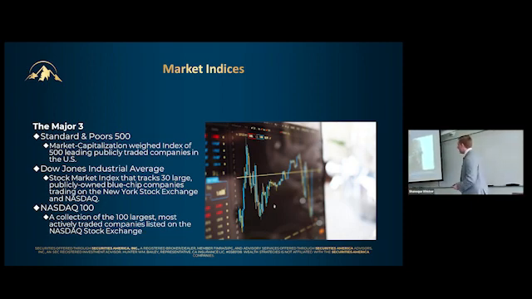Speaking of the NASDAQ, it's a collection of the 100 largest, most actively traded companies listed on the NASDAQ stock exchange. Something about the NASDAQ is it tends to really favor tech companies. A lot of things that happen with Google and Microsoft, stuff like that, will be those top 5 to 10 companies.